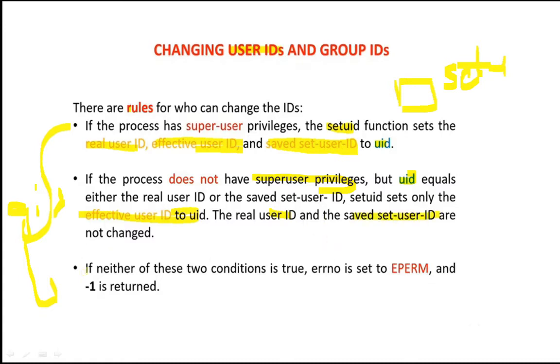Then the third rule is, if neither of these two conditions is true, means you don't have super user privileges and the UID is not equal to the real user ID or the saved set user ID, in that case an error will be generated, and that error is set to EPERM and -1 will be returned. So these three rules apply to the group ID also.